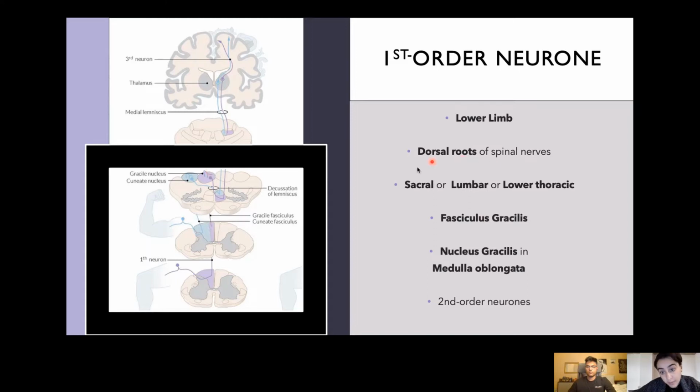And be careful. We have sacral level, lumbar level, and the lower thoracic level. When the first order neurons enter the spinal cord from these levels, they will ascend through the fasciculus gracilis. So remember that. And they, of course, stay ipsilaterally. Perfect. And we answered that.